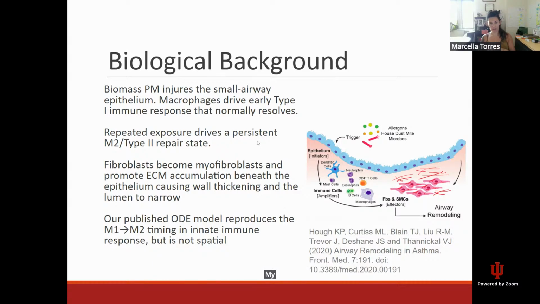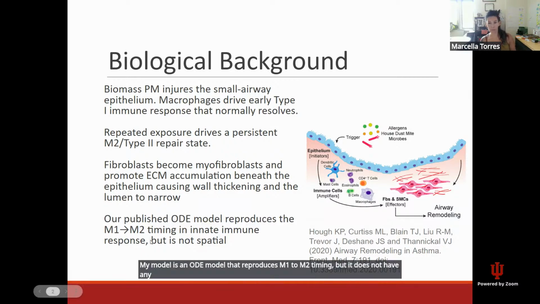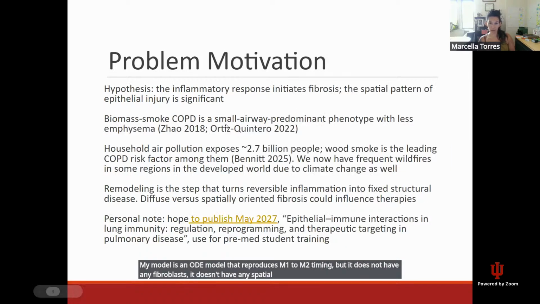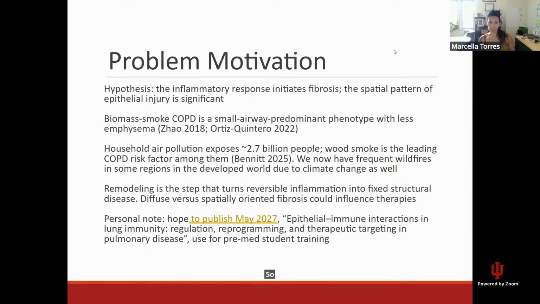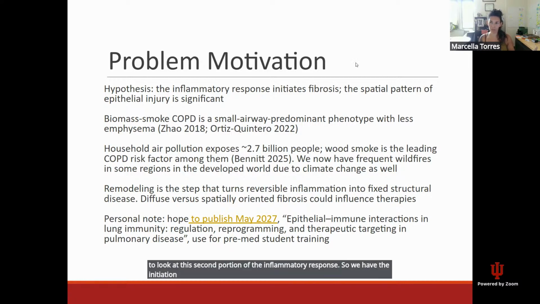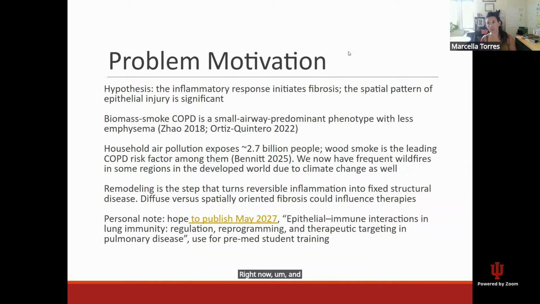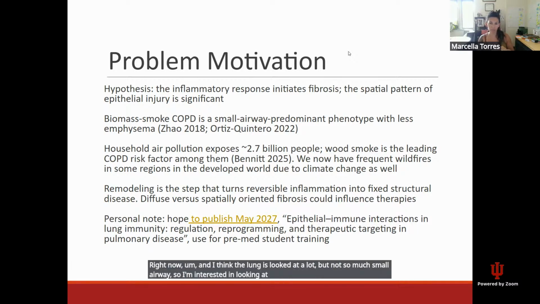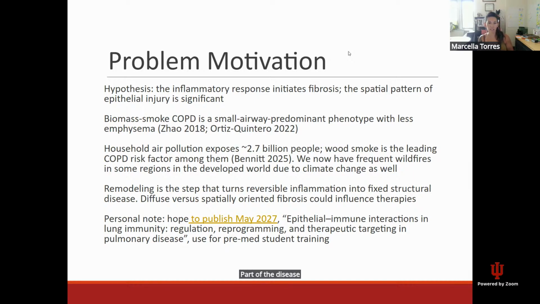My model is an ODE model that reproduces M1 to M2 timing, but it does not have any fibroblasts. It doesn't have any spatial dynamics at all. So the idea here is to look at this second portion of the inflammatory response. We have all these effectors and amplifiers for fibrosis, but I don't have a way of modeling the actual fibrosis process right now. And I think the lung is looked at a lot, but not so much the small airway. So I'm interested in looking at this early part of the disease process, especially now.